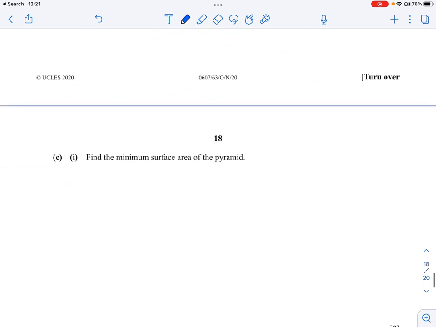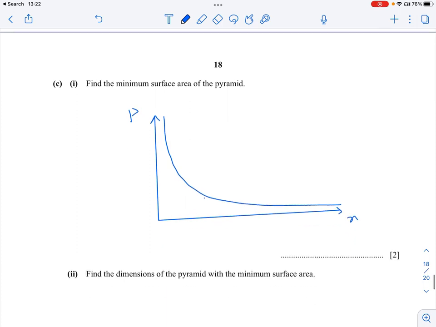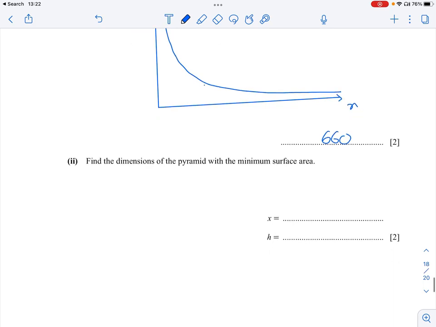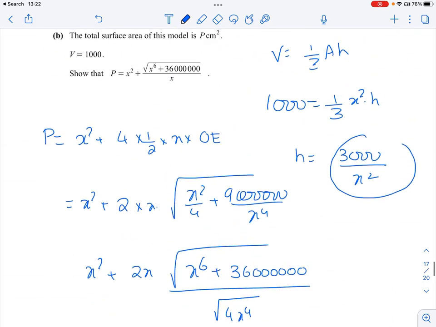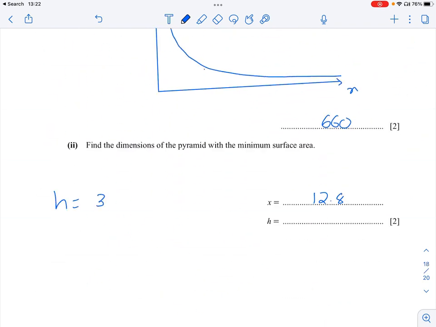Find the minimum surface area. So for that, what again? You have to draw the graph. When you draw the graph between x and surface area P, you are going to get a curve like this. Find the minimum point. Minimum point occurs at 660. Now, at the x value, what is it from the calculator? It is 12.8. Plug in this x value to get the value of h. H equals 3000 divided by 12.8 whole square, which gives you 18.2.